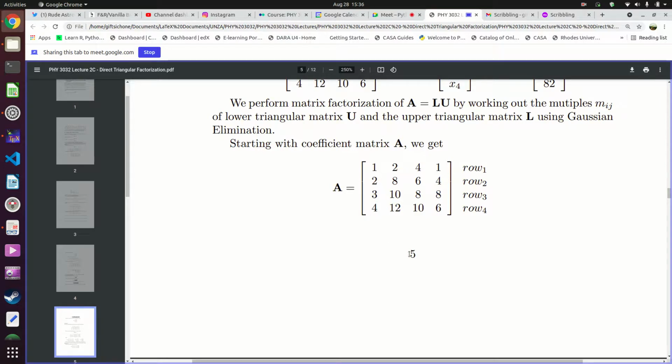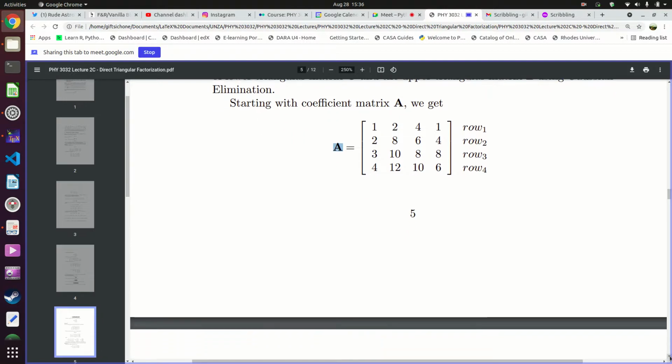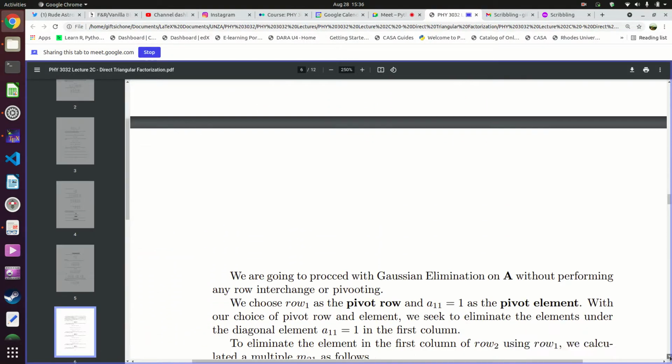Clear. Okay, so we start with A. So this is our A. The first row is 1, 2, 4, 1. The second row is 2, 8, 6, 4. Then the third row is 3, 10, 8, 8. Then the fourth row is 4, 12, 10, 6. So this is our matrix A, and this is the one we want to split into an upper triangular matrix and a lower triangular matrix. So that with this matrix, you're going to start doing Gauss elimination.